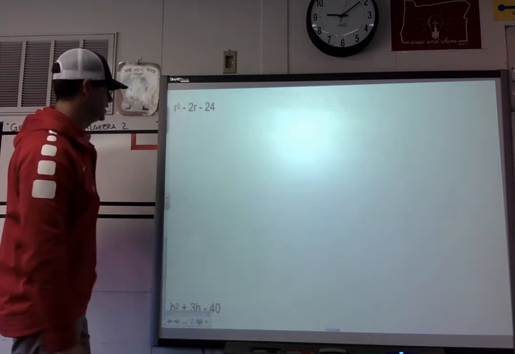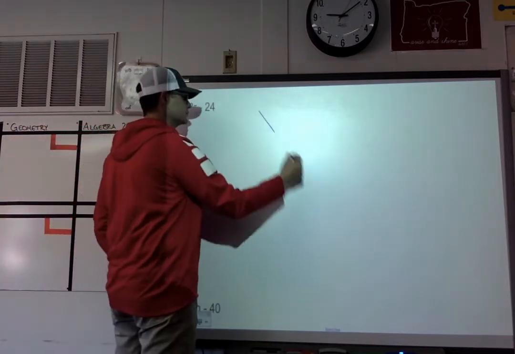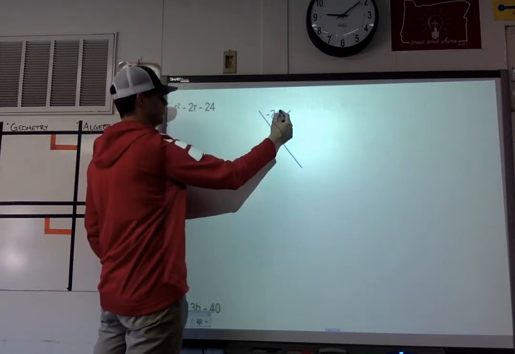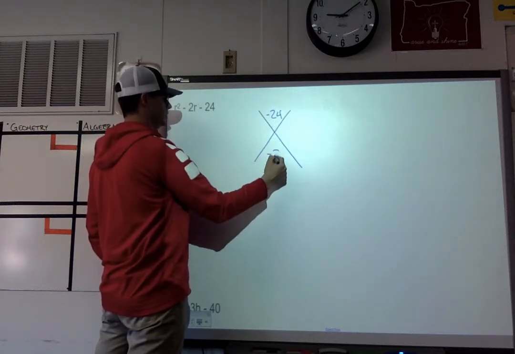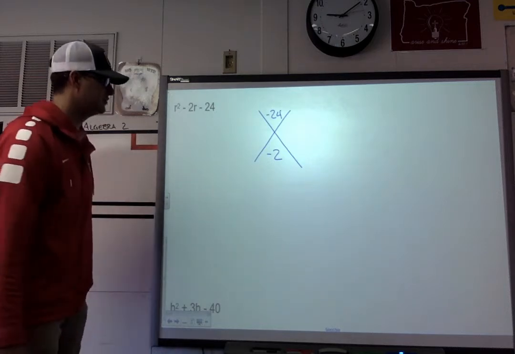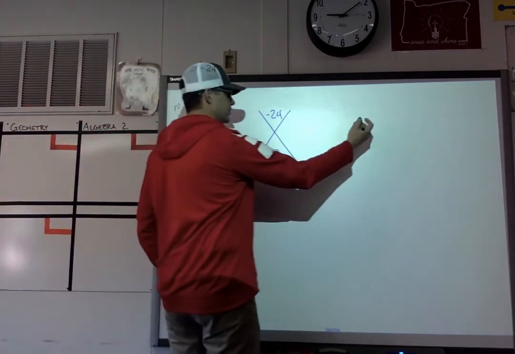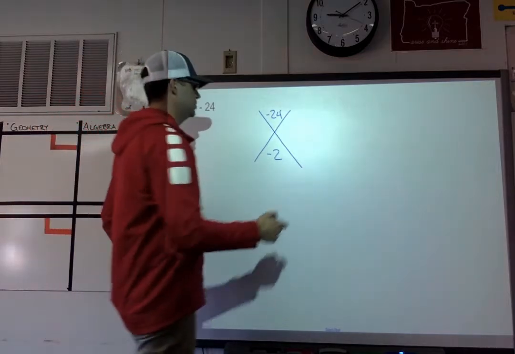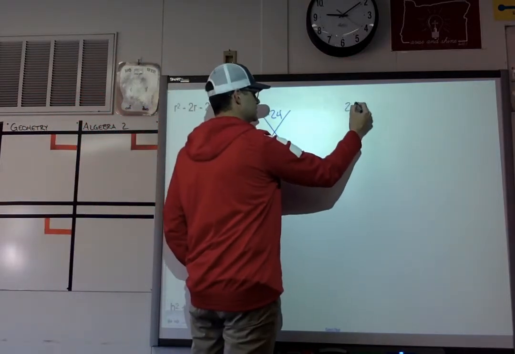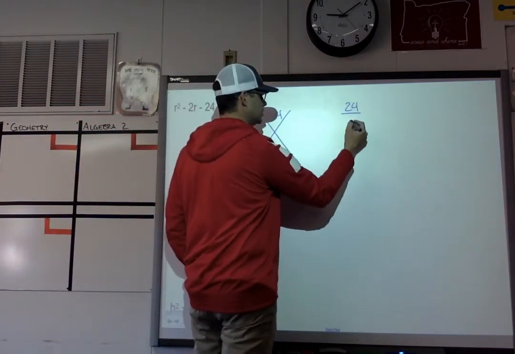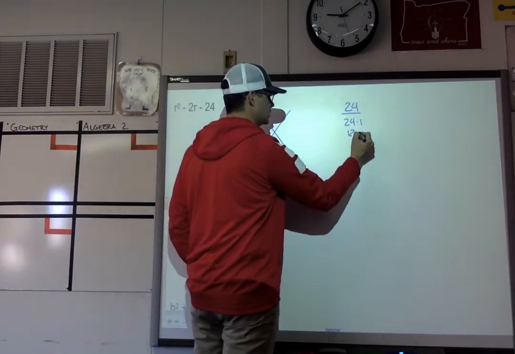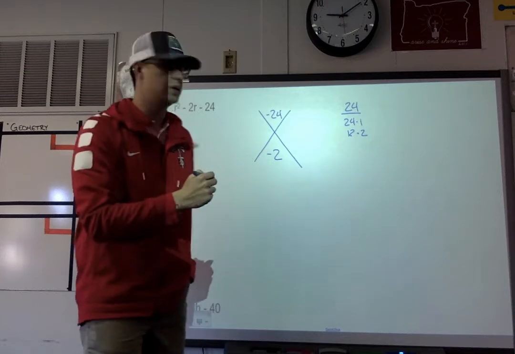Two more of these here. Diamond in the top, I'm going to have negative 24. In the bottom, negative 2. So for 24, another way that you can do these to try and see what your two numbers are going to be is, say, for 24, you could do 24 times 1, 12 times 2.